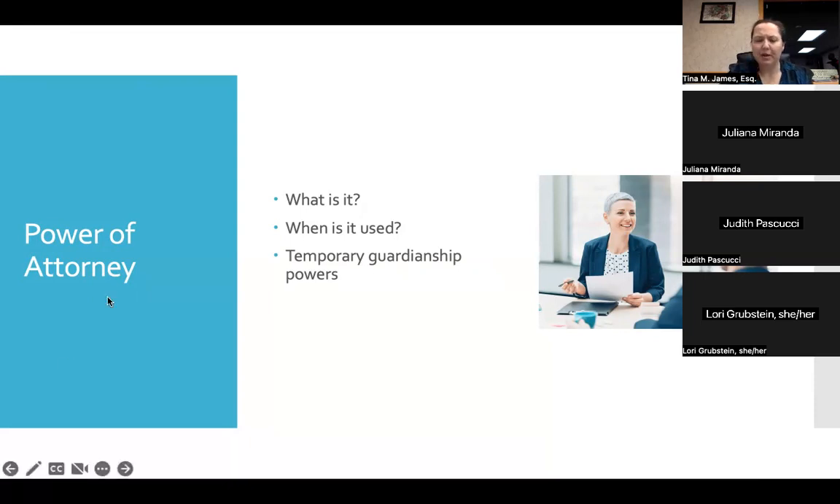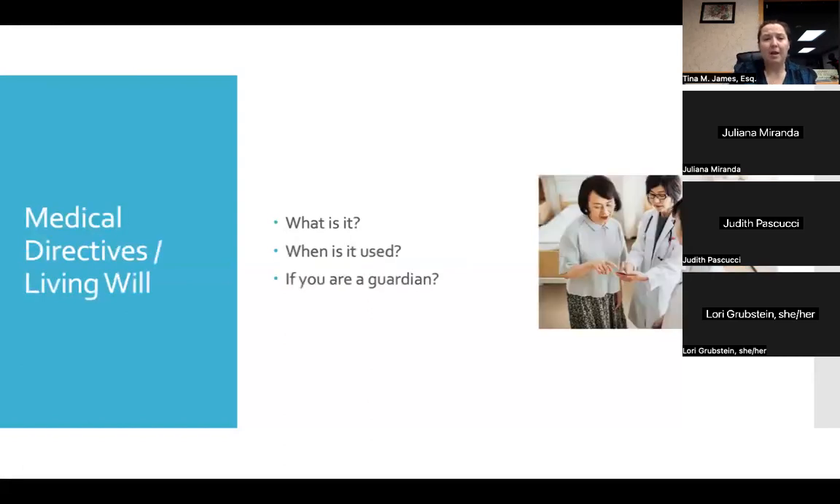But it's always good to have somebody named to make those financial and legal decisions for you if you can't. Medical directives, living will. Usually what I do when I'm preparing the documents is I do a series of different documents. The first one I do is a healthcare proxy, sometimes a healthcare power of attorney. This is where somebody can make healthcare decisions for you if you cannot.